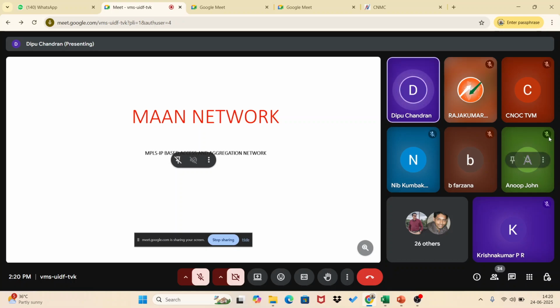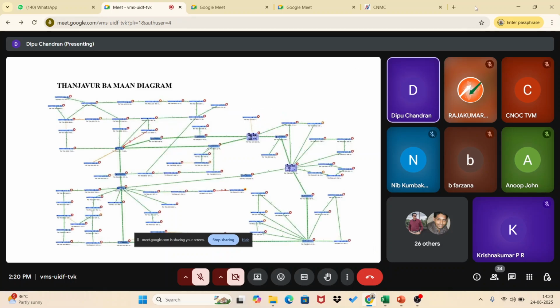There we have some constraints. Then finally we came up with MPLS IP. I think the industry has moved further also, to something like segment routing and so on. So what we will do is have some familiarization. I collected the Tanjavur BA MAAN diagram from our EMS itself. From the diagram, we will be seeing some 4C nodes only in the BA.